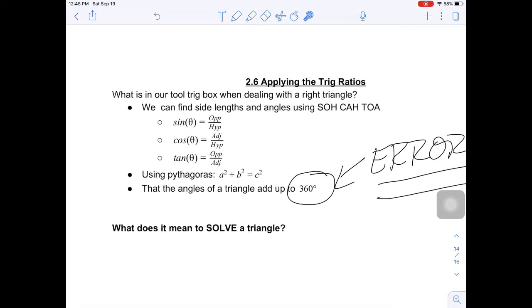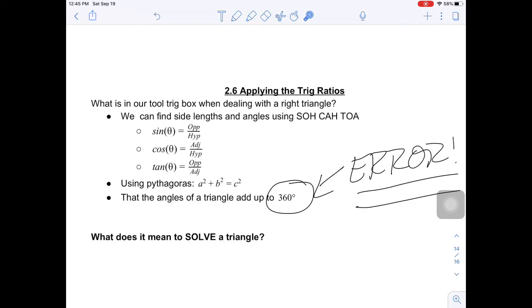Let's go over what we have in our trig toolbox, especially for right triangles. This is mainly for right triangles. We have the three trig ratios. They will always relate an angle to specific side lengths of a triangle. You have Pythagoras, and remember the big important thing with this is that C has to be your hypotenuse. C has to be the hypotenuse, and then these two are interchangeable.